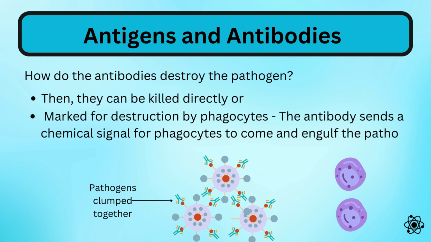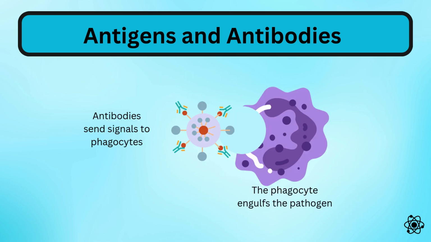So, how do phagocytes destroy the pathogen? We learned in the previous video that phagocytes engulf pathogens by a process called phagocytosis. So, basically when a phagocyte comes across a germ or pathogen, it engulfs or surrounds it completely, taking it inwards. Then it releases digestive enzymes on it which digest the pathogen and destroy it.